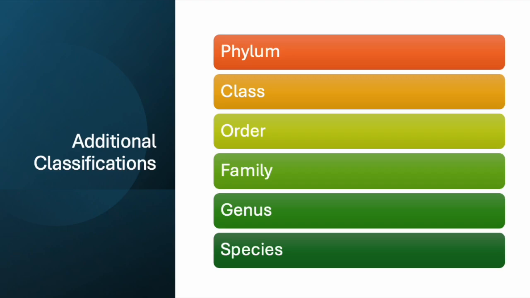Phyla are divided into classes, which group organisms with even more specific similarities. Order. Classes are divided into orders. Family. Orders are divided into families. Genus. Families are divided into genera. And species, the most specific level, representing a group of organisms that can interbreed and produce fertile offspring.